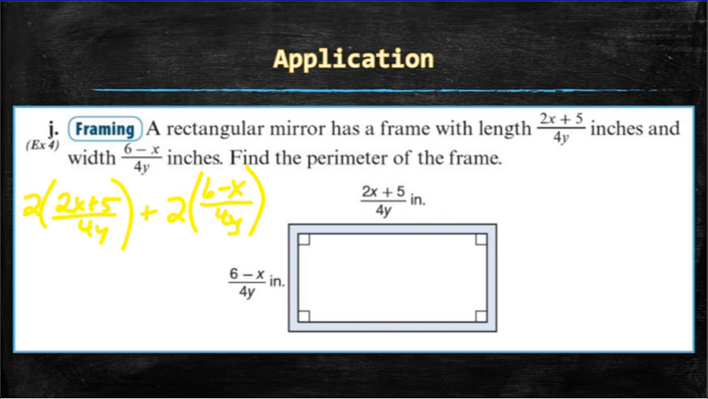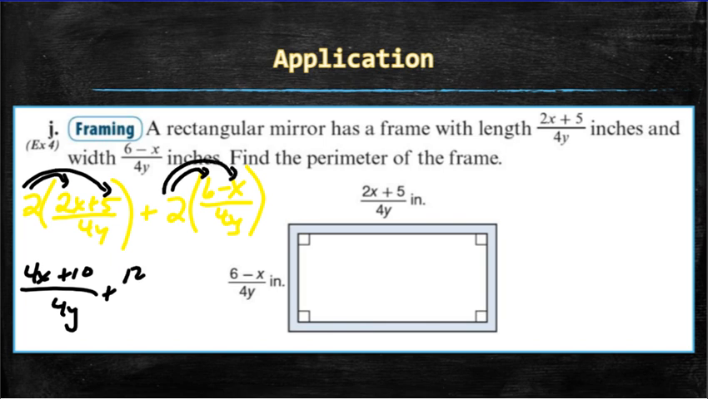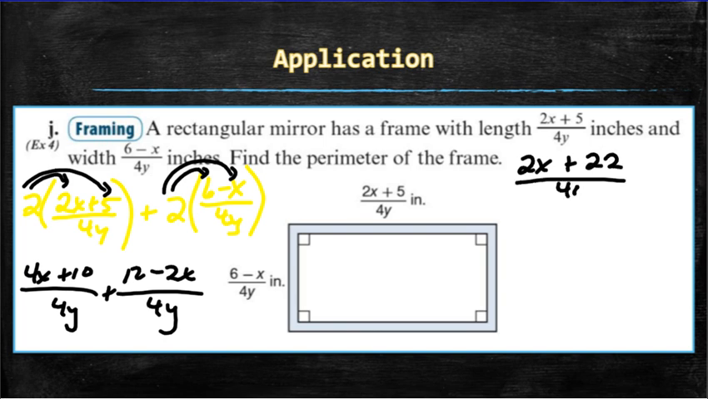So now we can distribute. So 2 times 2x is 4x. 2 times 5 is 10, all over 4y, plus 2 times 6 is 12. 2 times a negative x is minus 2x, all over 4y. And I need to combine like terms, so 4x minus 2x is 2x. 10 plus 12 is 22. This is all over 4y.